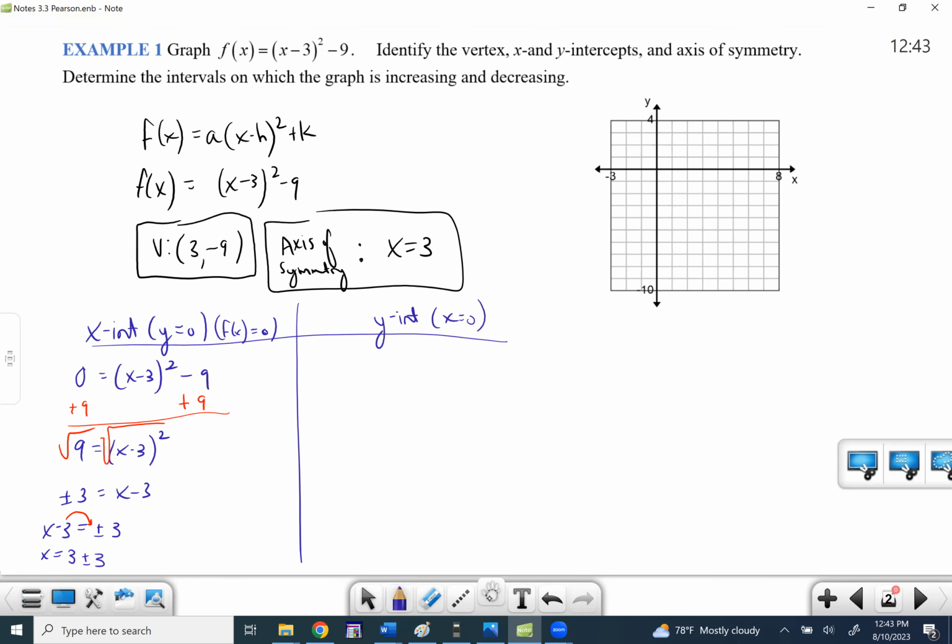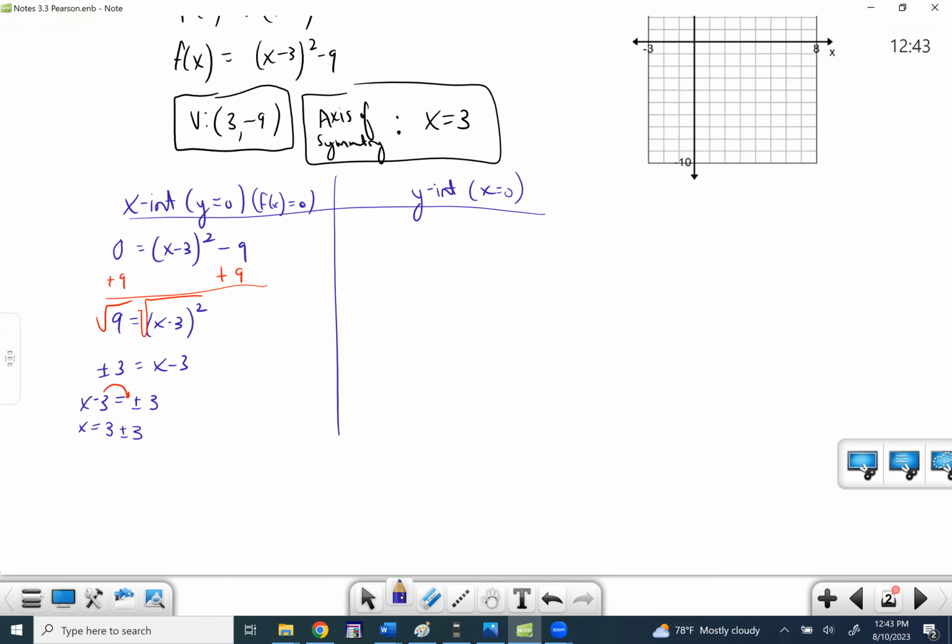So if we do our two cases, one case is going to be 3 plus 3, so that's going to be x equals 6. And then the other case is going to be 3 minus 3, so that's going to be 0.